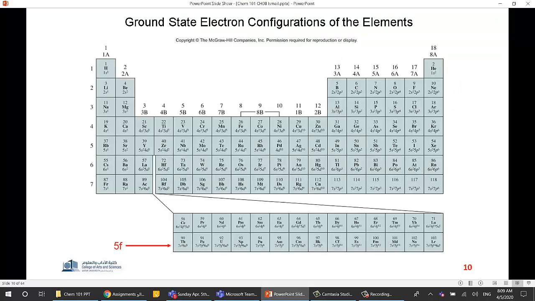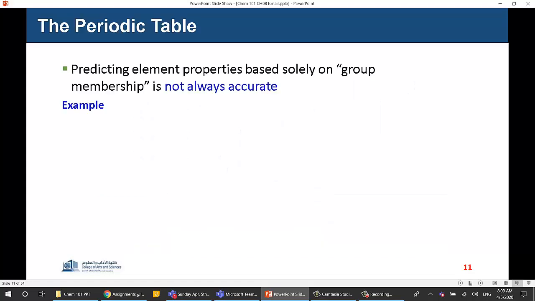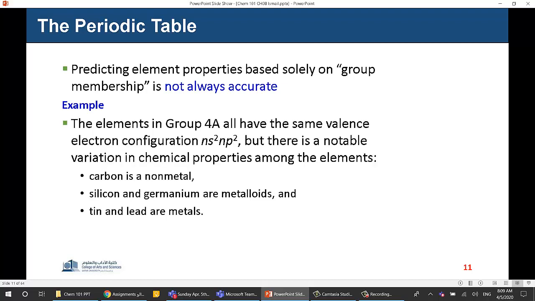Now the problem with this classification is that it does not apply to all the groups. For the chemical properties of group 4A, the carbon group, if you do the configuration, you'll find it ends up with something like s2p2. But the fact of the matter is that these elements are not the same. Predicting element properties based solely on group is not always accurate.